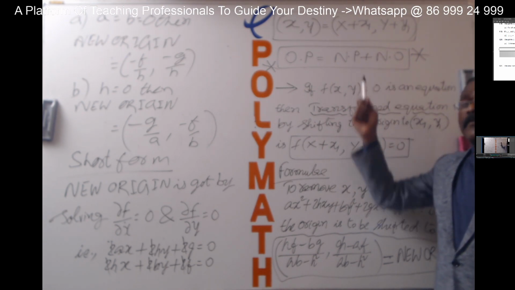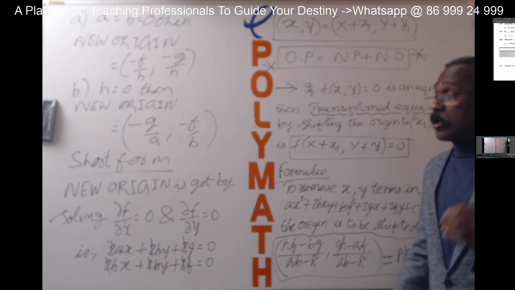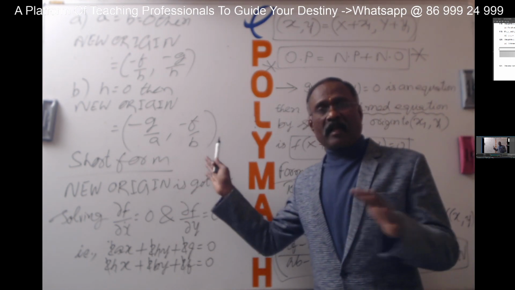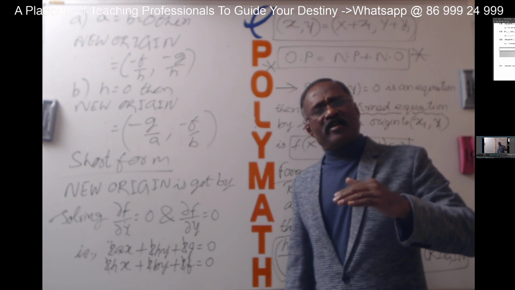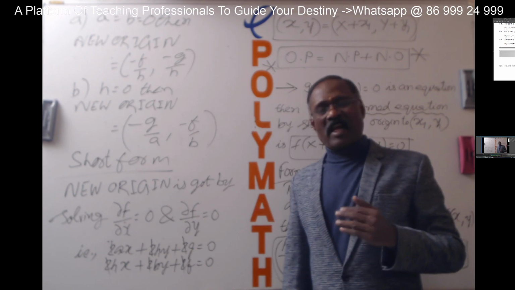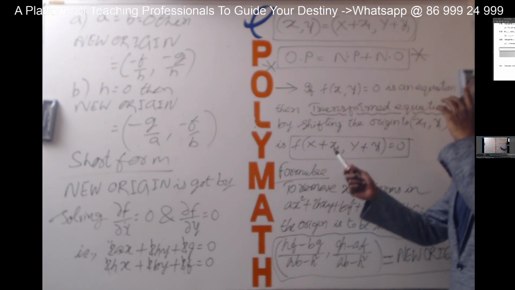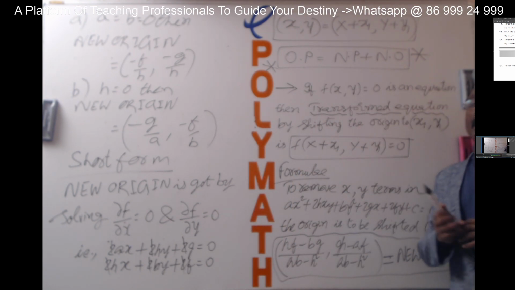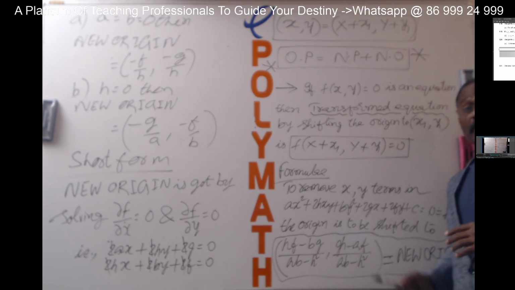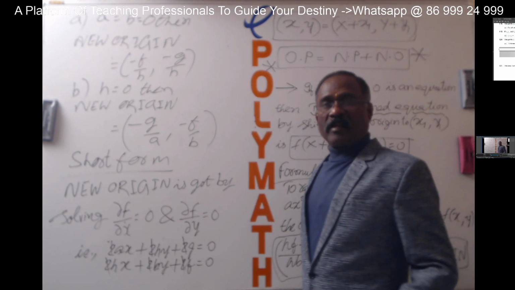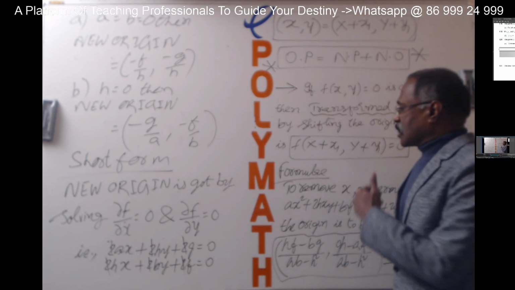And after that, if the origin is shifted, if the diagram I have erased here, if the origin is shifted to some other point, every point on the plane will be shifted or transformed. Then how does the equation f of x comma y is equal to 0 change? It will be changed as f of x plus x1 comma y plus y1 is equal to 0. Now this is the transformed equation.